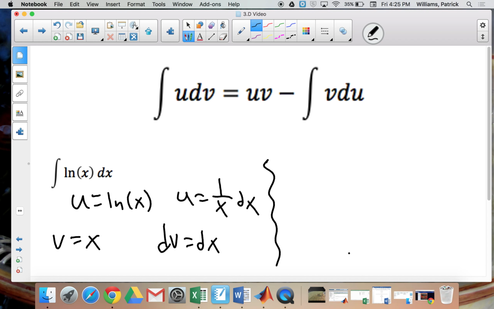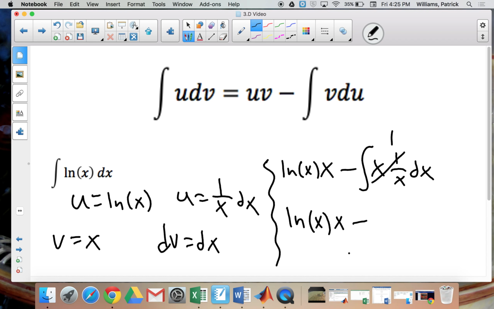So if we rewrite this integral, u times v will be natural log of x multiplied by x. And then minus the integral of v du. V is x, and du is 1 over x dx. So wow, that becomes a really simple integral to solve. These just cancel, and we're just left with 1. So the final answer is natural log of x times x minus x plus c.